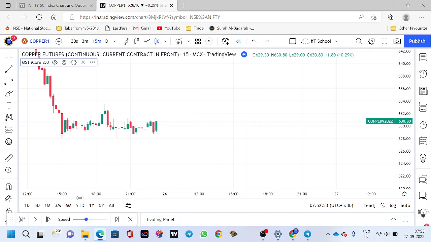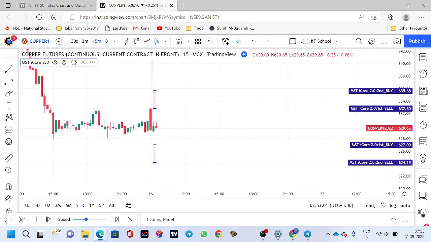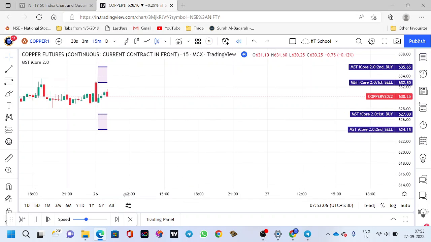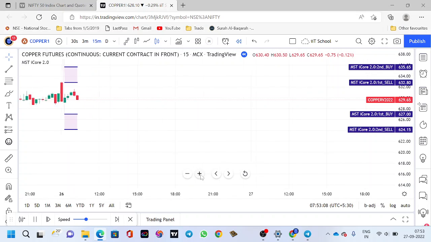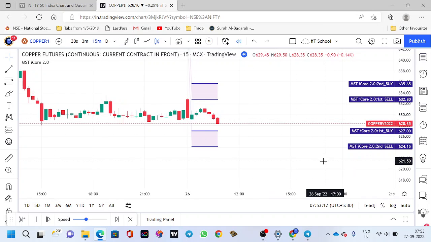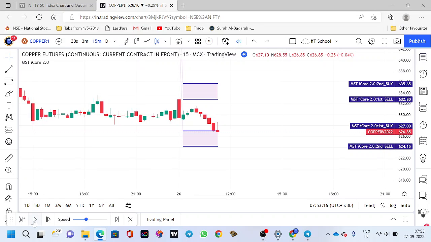So once the market has opened, like today, the market is about to open now, it has opened. Immediately our four lines will be formed. Whichever side it goes first, that side we have to trade. Suppose it comes to the buy level 627, we will be buying. If it goes to the sell level, that is 632.80, we will be selling.